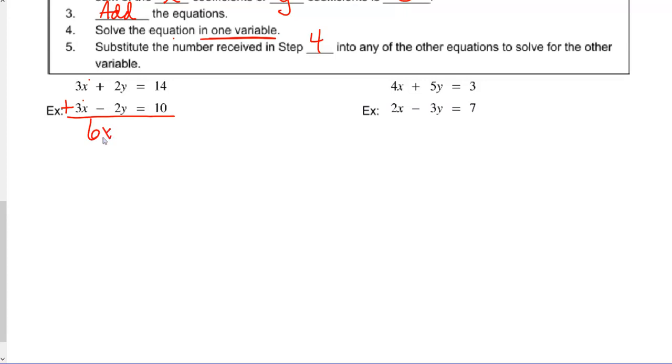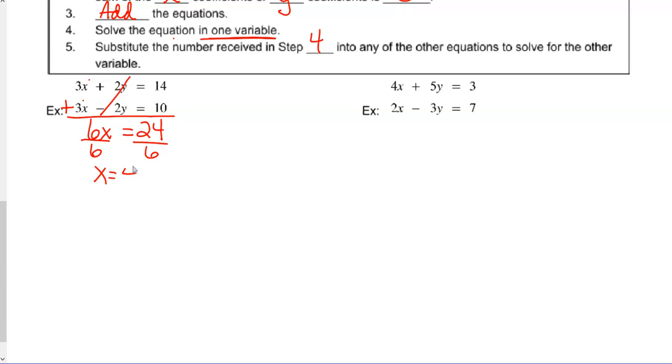3x plus 3x is 6x. The y's go to 0. Bring down your equals and add these two as well. Gives me 24. Then I'm going to solve in step 4 by dividing by the number next to the letter.